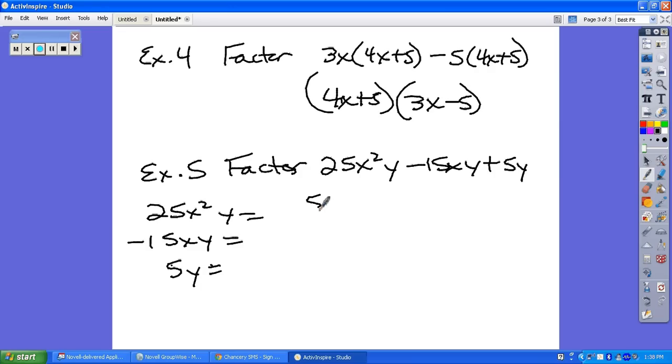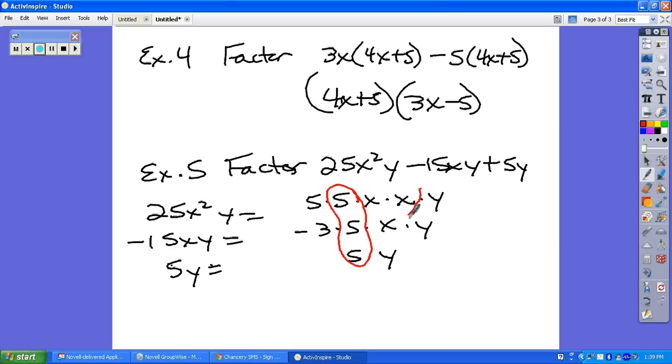So when we do that, we get 5 times x times x times y. And then here we're going to have a negative 3 times 5 times x times y. And then here we're going to have 5 times y. All right, so now let's circle what we have in common. So we know we have 5s, and then we know we have y's. Okay, and then what you have left is what's circled.